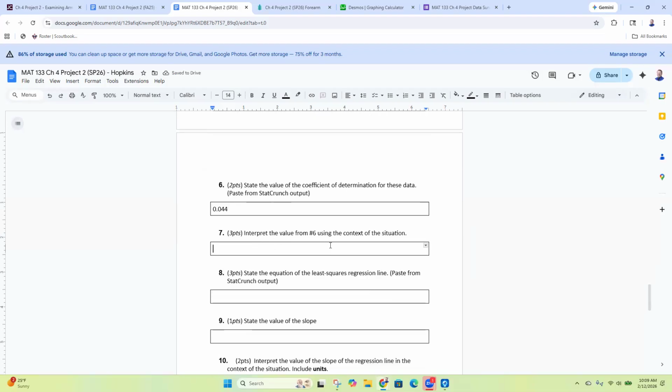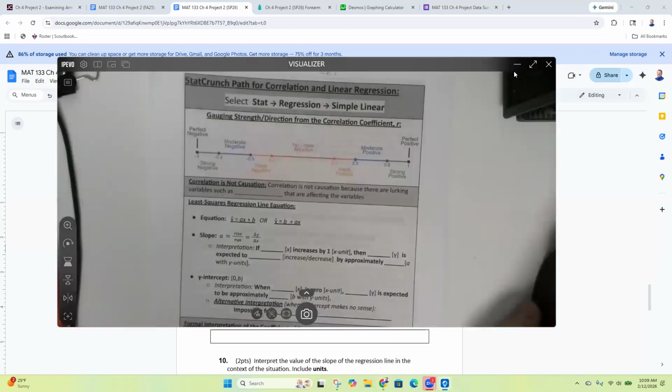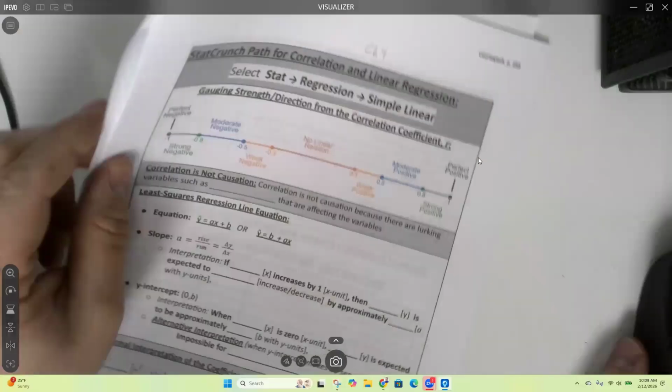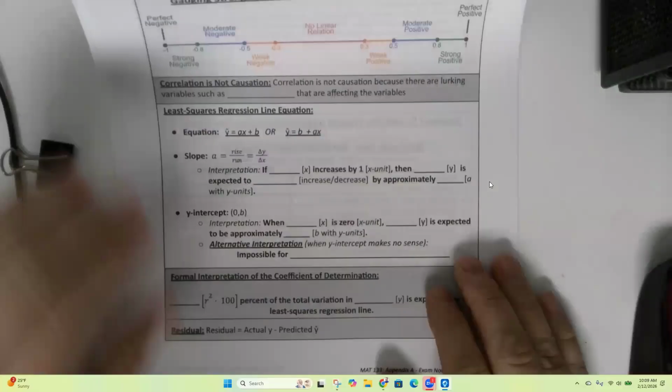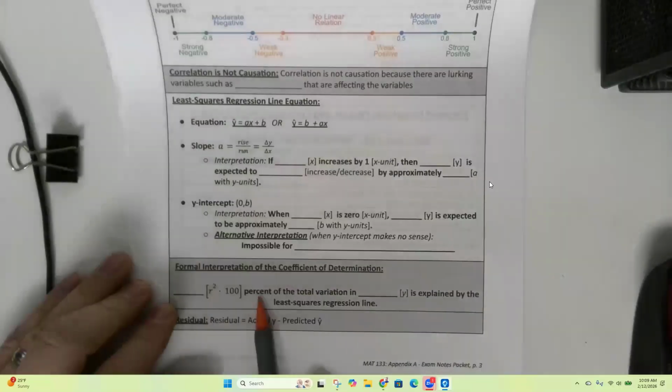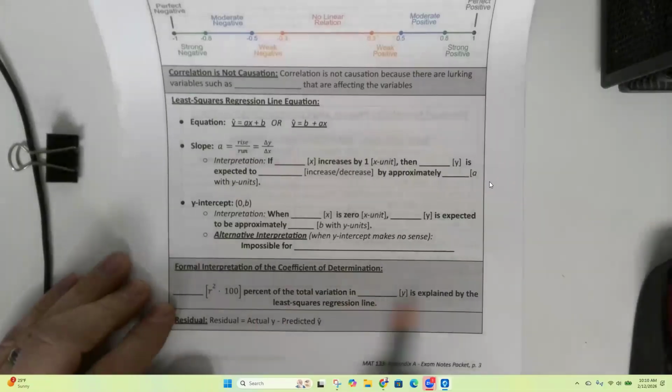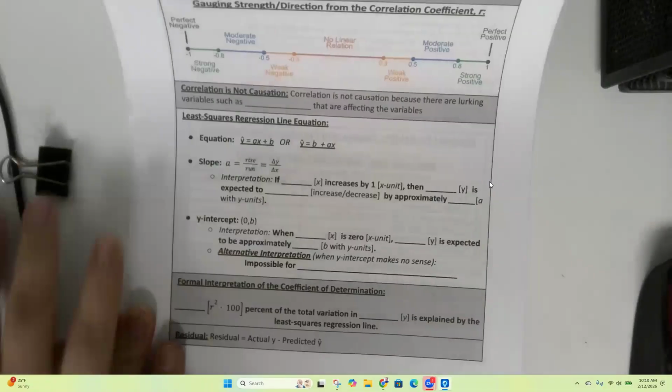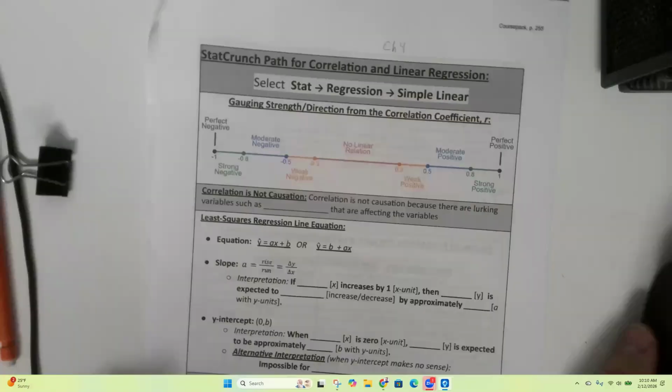Interpret the value from number 6 using the context of the situation. So that we can find on page 255 at the bottom. There's a script for coefficient of determination. We write the R squared as a percent, and then we write out of the total variation in the Y value as explained by the least squares regression line.